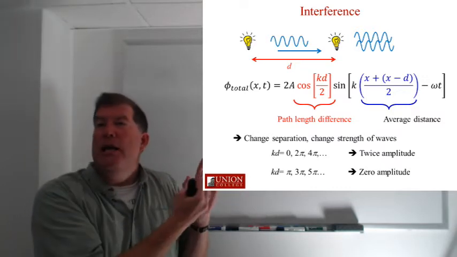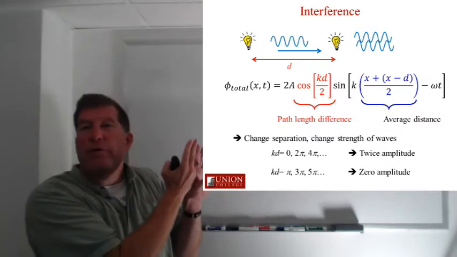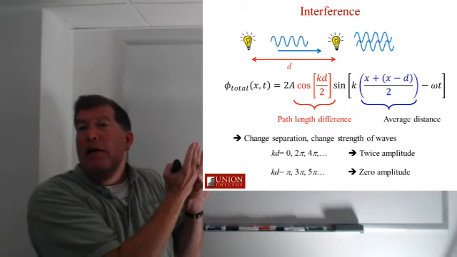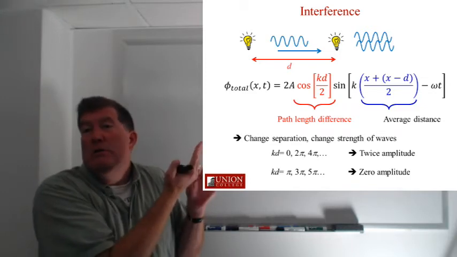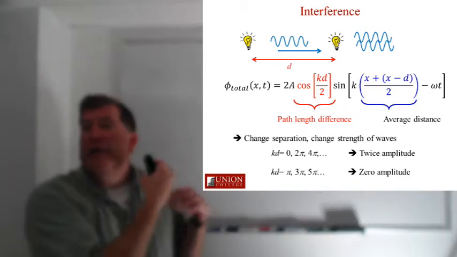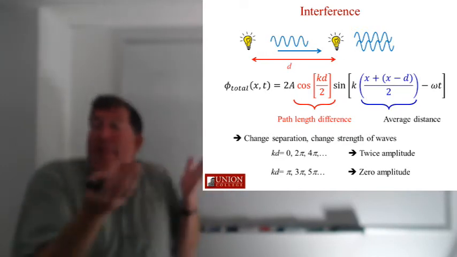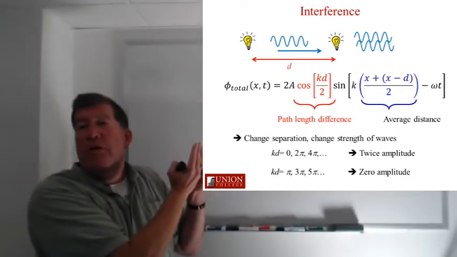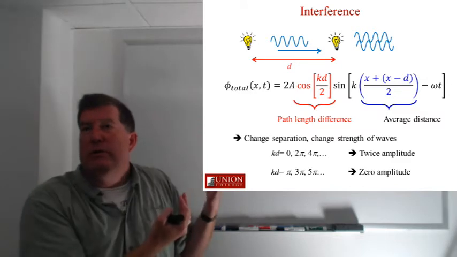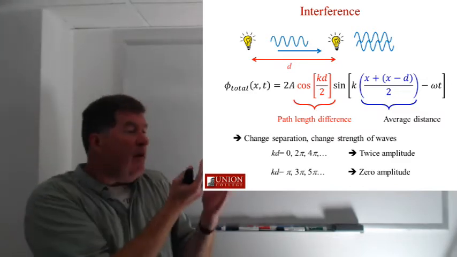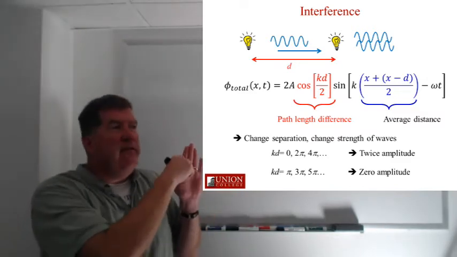And what does this do? Well, if I make d equal to 0, so both sources start at the same place, then cosine of 0 is 1. So I just have a wave that's twice as big. And that makes sense, because if both sources start in the same place, it's just a source of waves that's twice as bright.